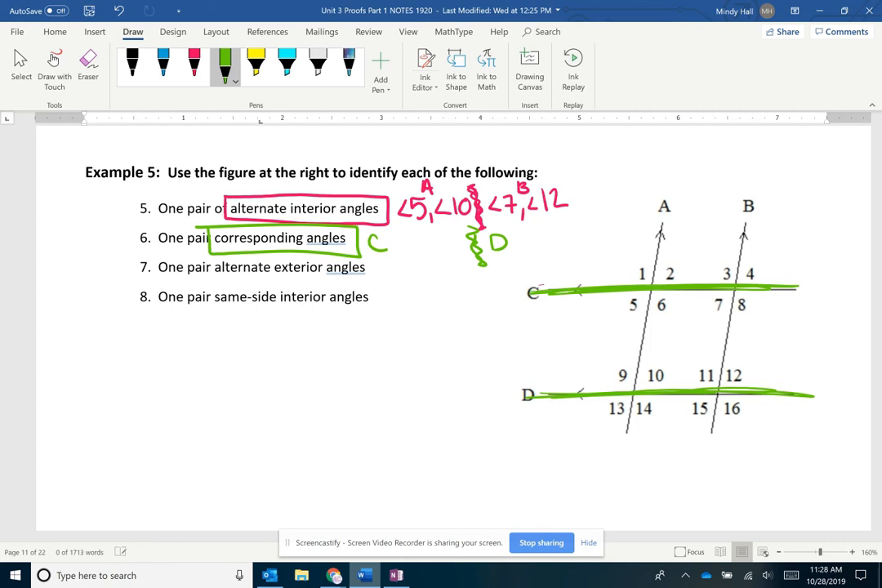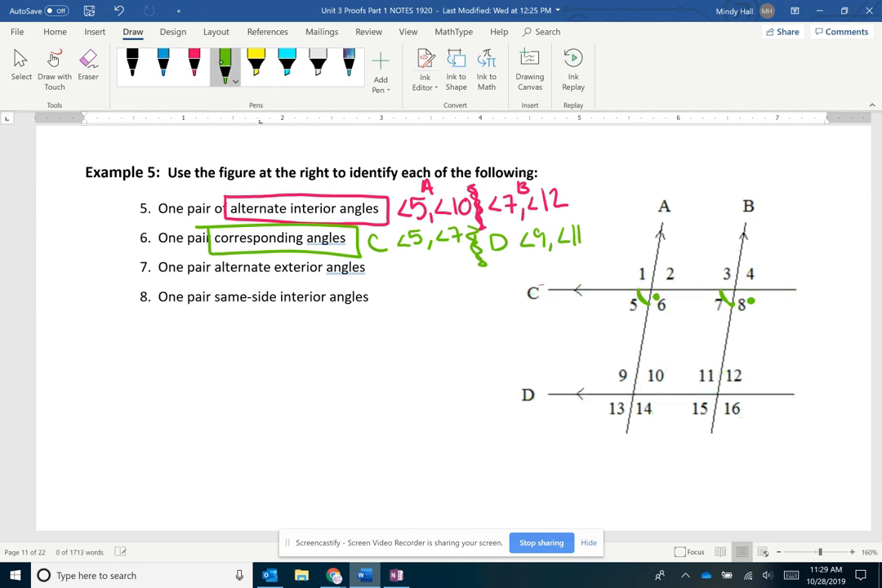So if we're using C and D, corresponding angles would be angle 5 and angle 7, or angle 6 and angle 8, 4 and 2, or 1 and 3. Okay, and again, I'm just using random symbols. You could also have angle 9 and angle 11, 12 and 10. Hopefully you're getting the idea with these, 14, 16, and then 13 and 15.